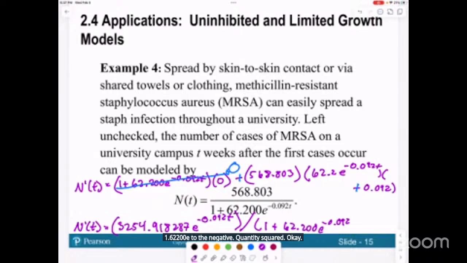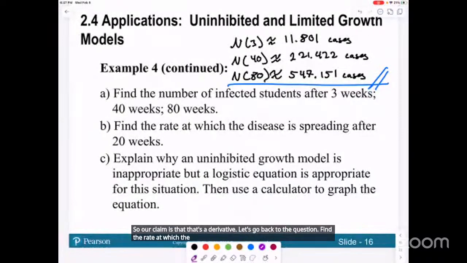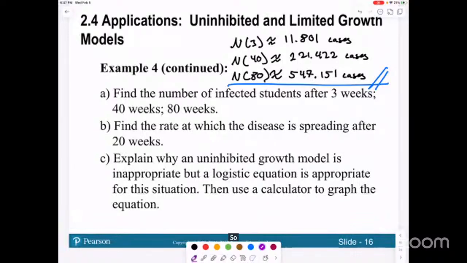Okay. So our claim is that that's a derivative. Let's go back to the question. Find the rate at which the disease is spreading after 20 weeks. So then we need to plug a 20 into this guy.